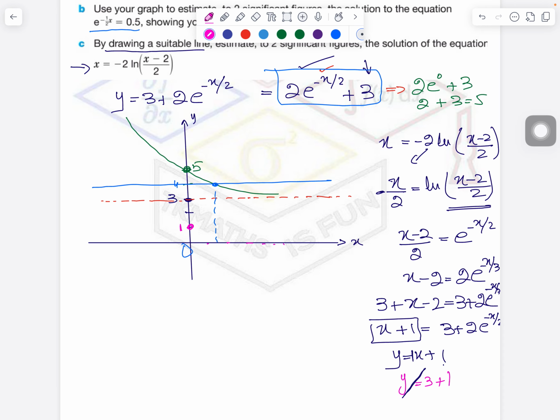You will have graph paper, you can do better. So y equals 4, which means at x equals 3, y equals 4. Suppose 3 is here, just suppose. So your line will be something like this. It is intersecting the green curve here, so that is your solution. You can read the solution from here.